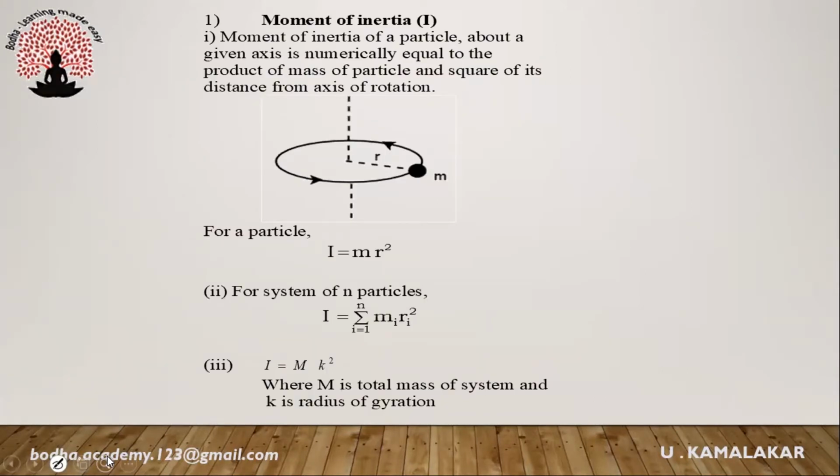Moment of inertia of a particle about a given axis is numerically equal to the product of mass of the particle and the square of its distance from the axis of rotation. That is, for a particle, moment of inertia I is equal to mr square. For a system of n particles, moment of inertia I is equal to sigma mi ri square, where i is from 1 to n. Also, moment of inertia is given as I is equal to mk square, where m is the total mass of the system and k is the radius of gyration.